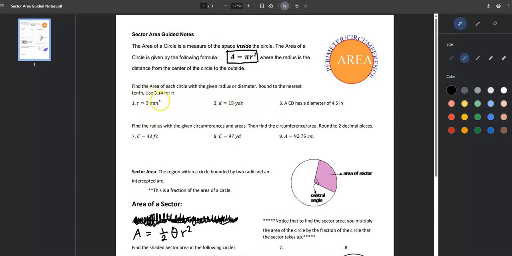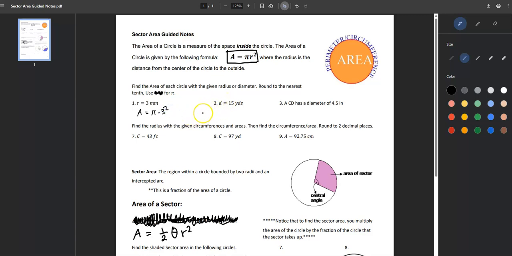So we're going to go through this right now. So we've got find the area when I have r, and we're going to use pi, not just 3.14. So we're going to be accurate here. So the area for this is going to be pi times 3 squared.